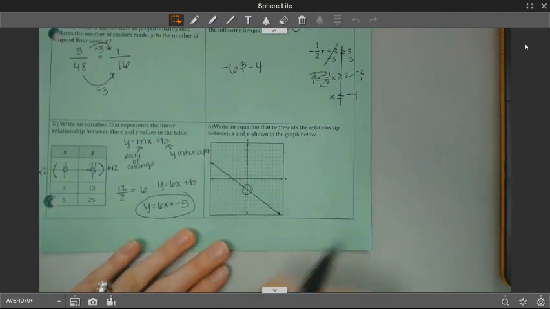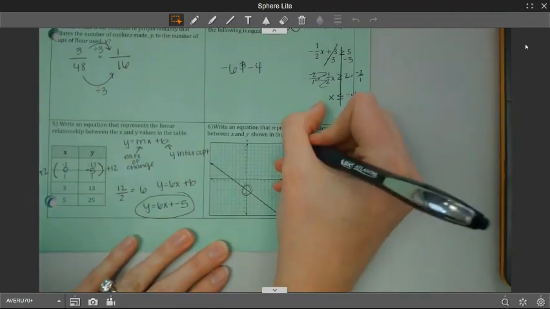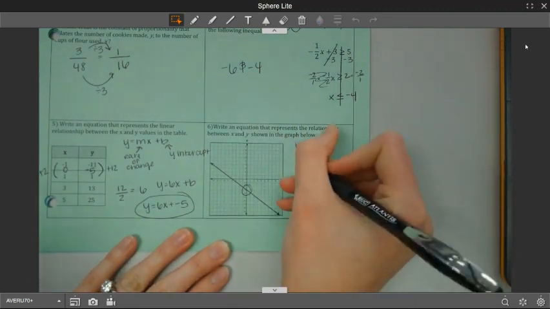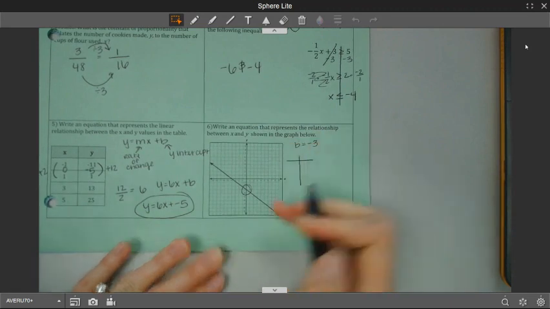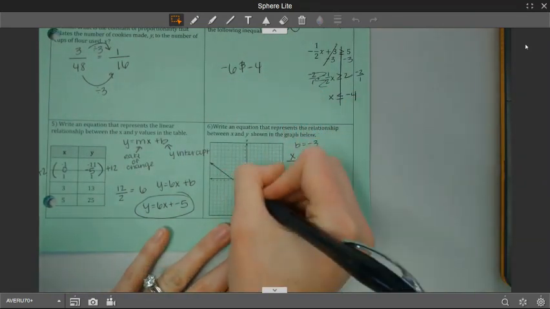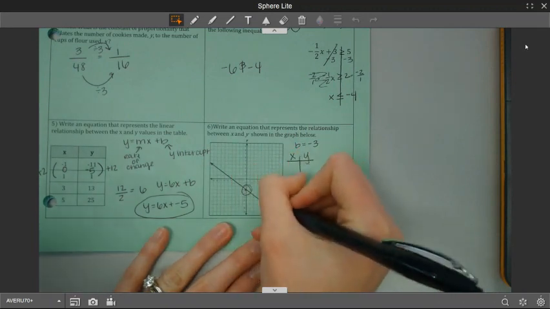This one should be a little bit easier because I can already see the y-intercept. I know that the y-intercept is negative 3 because I can see it on the graph. So I just need to find the rate of change. Again, I'm going to do it like I did here, in a table with x and y values, but to get those x and y values, I'm just going to pick them off the graph.